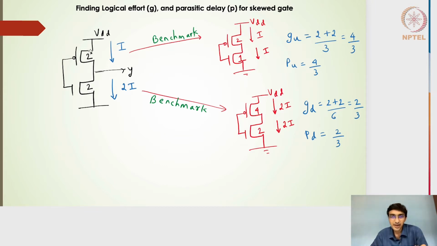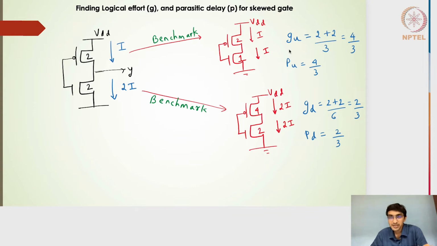So what we now have is two benchmark inverters, one for the rising output and another for the falling output. If I have two benchmark inverters, I cannot get one logical effort, right? So in that sense, I will have two logical efforts defined now: the logical effort for the output going up, and the logical effort for the output going down. They are represented as GU and GD.